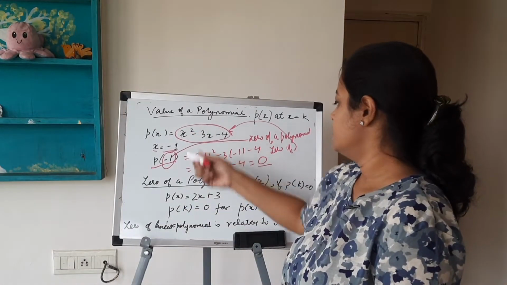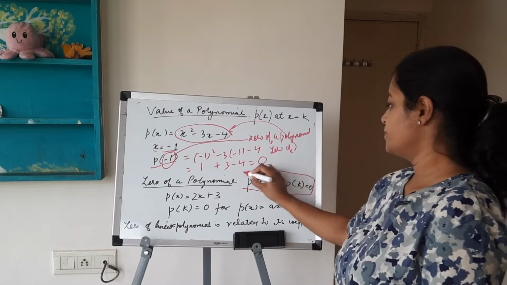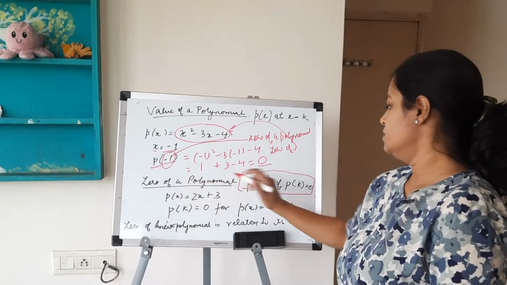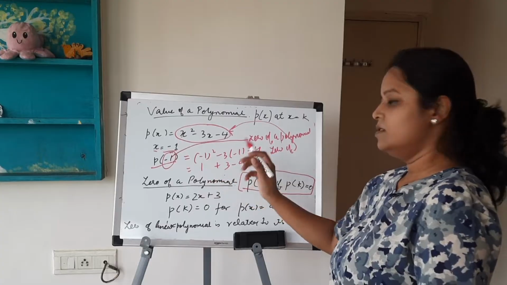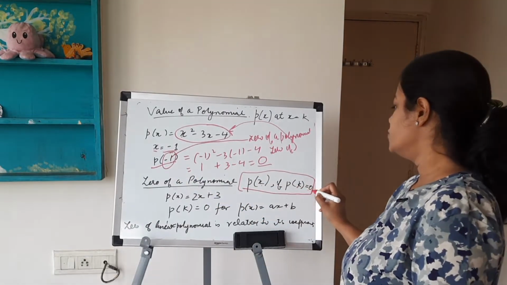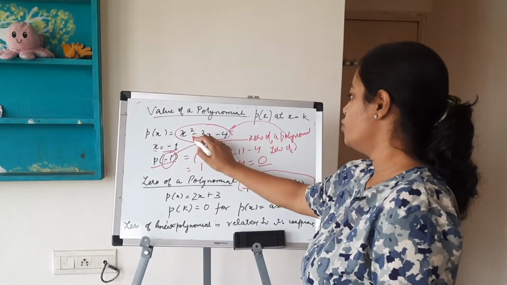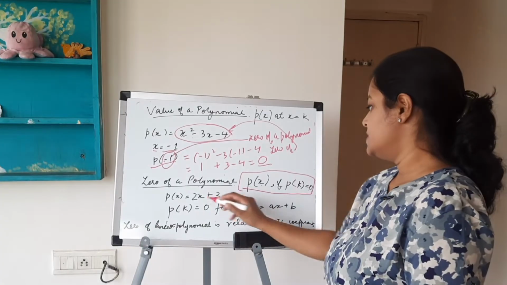So what does it mean? It means this: if the 0 of a polynomial is k, then p(k) equals 0. That's what we found here, right? So minus 1 is known as the 0 of this polynomial. So let's take an example.